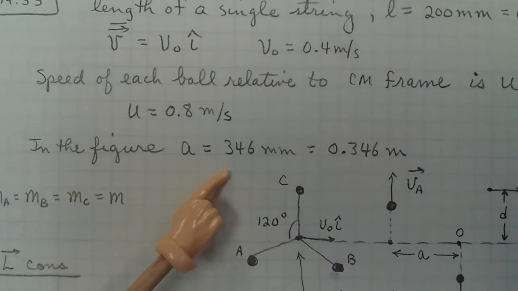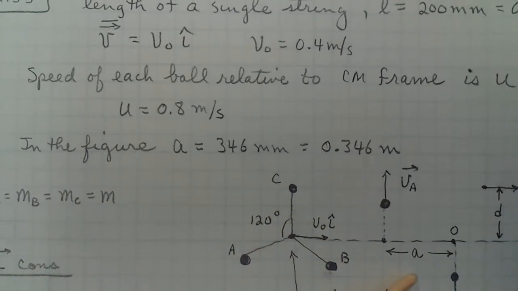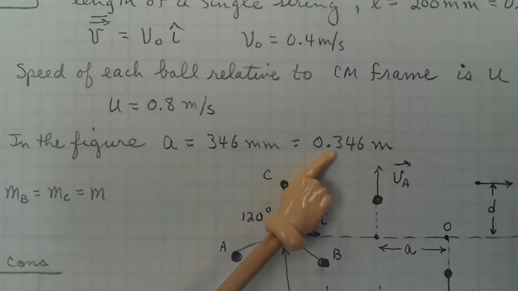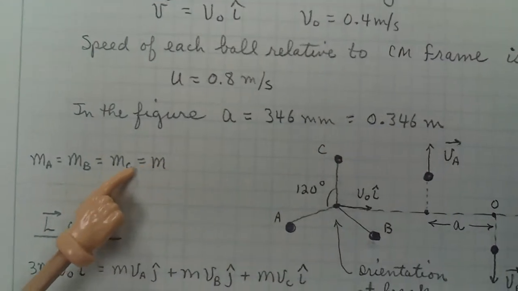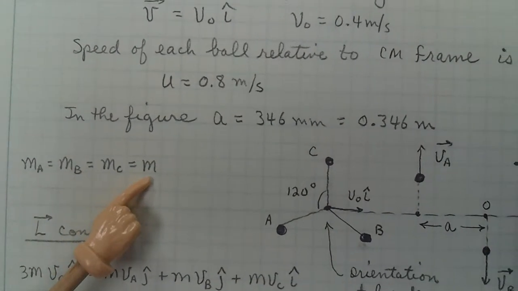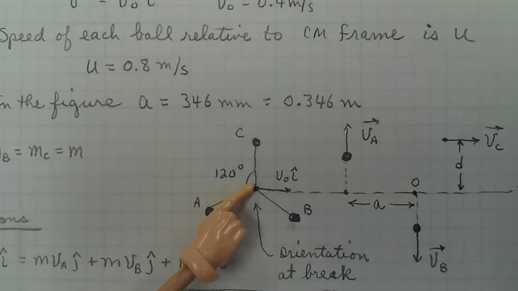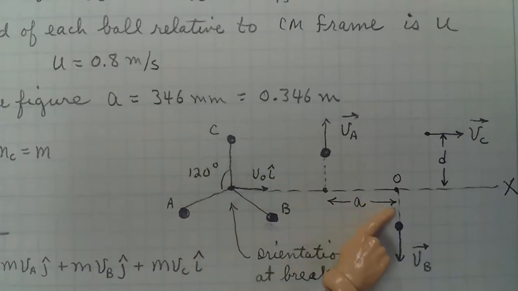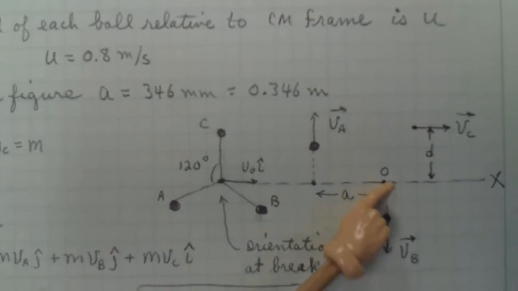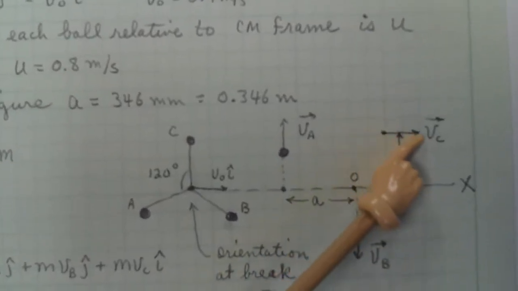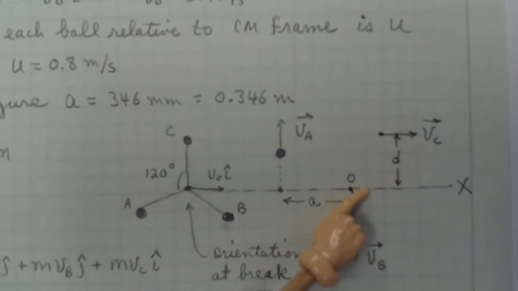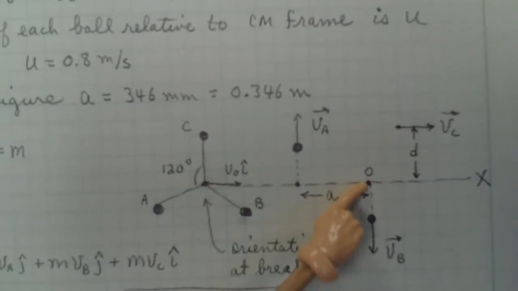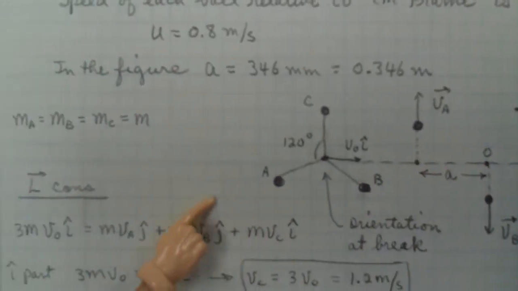In the figure, the A value listed right here is 346 millimeters, which is 0.346 meters. We're given that all three masses are the same. After the ring breaks, object A travels in this direction, and object B travels in that direction, and object C travels horizontal, or parallel to the x-axis. I'm going to put an origin O right here for reference purposes.